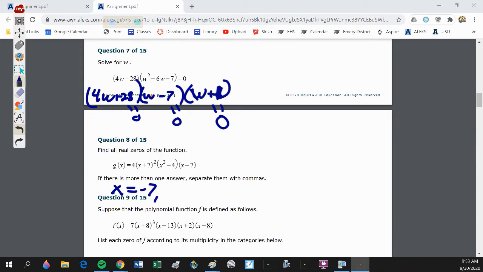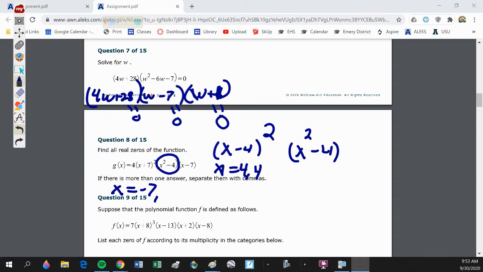Ooh. This is a little bit tricky. What are the roots of x squared minus 4? So x minus 4 squared would be x equals 4 and 4. But x squared minus 4 is different. That is x minus 2 and x plus 2. So you got to be careful there. So the roots are -7, 2, -2, and 7. That was kind of tricky. They threw that in there.